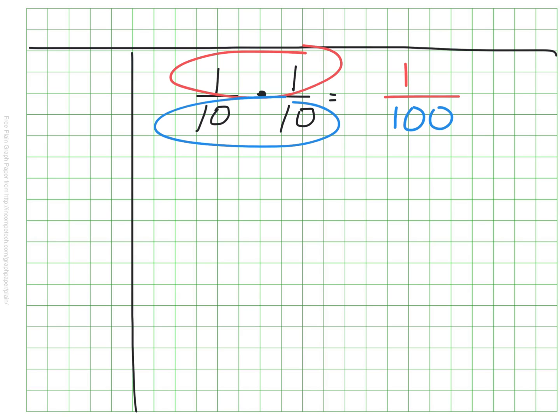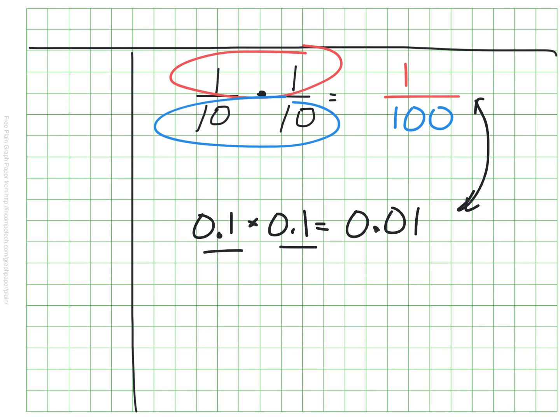Because of that, I also know that if I want to multiply 0.1 times, I'm going to use the multiplication symbol here for this one so it doesn't look like a decimal, times 0.1, that it will give me 1/100th. And here's my 1 in the hundredths place, right? I know that these two numbers are equivalent. So that's how I'm able to know that 0.1 times 0.1 is 0.01. And I can use that connection to help me find the product of any set of decimals that might be multiplied together.